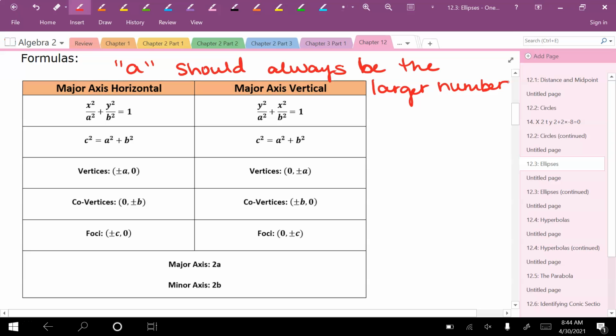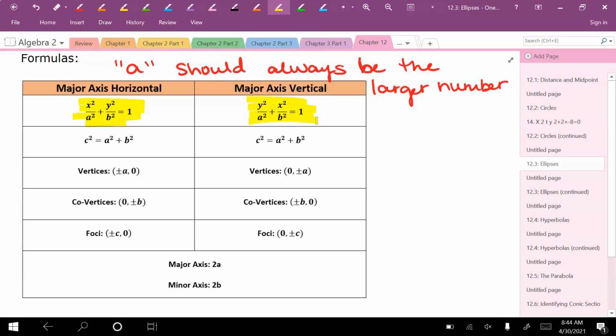So what I mean is when you're looking at your 2 equations, they're going to look like one of these 2 forms. On the bottom of the fractions, you're going to have 2 numbers. Whichever one is bigger, that's going to be your A value. So if the first fraction has the bigger number on the bottom, or the second fraction has the bigger number on the bottom, that's going to be where your A value is.